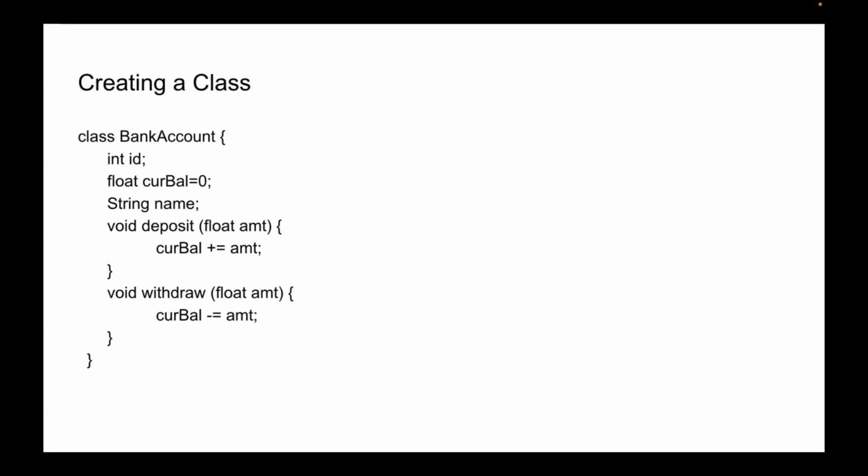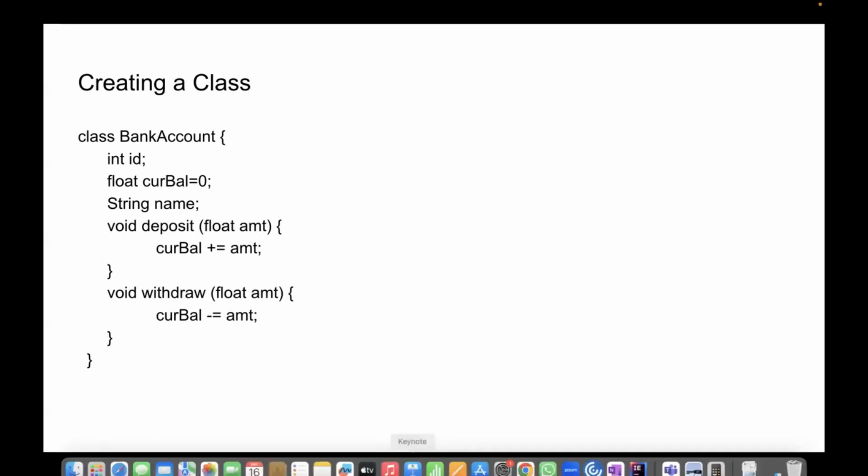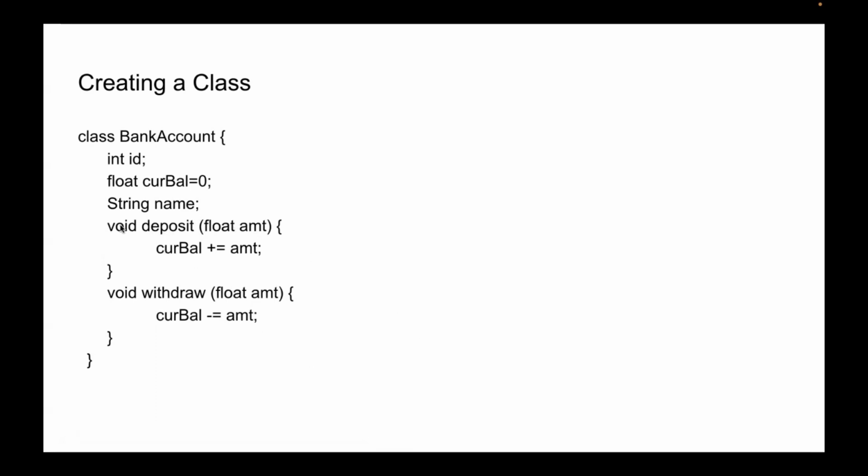On deposit, every method, see this void deposit float amount, right? This is a method. This is the signature, or syntax, of a method. I'll teach you that. This void means no return type. When you call this method, it won't return anything to you. Suppose you wanted to return the current balance. I will show this with an example. Void for now, understand this.